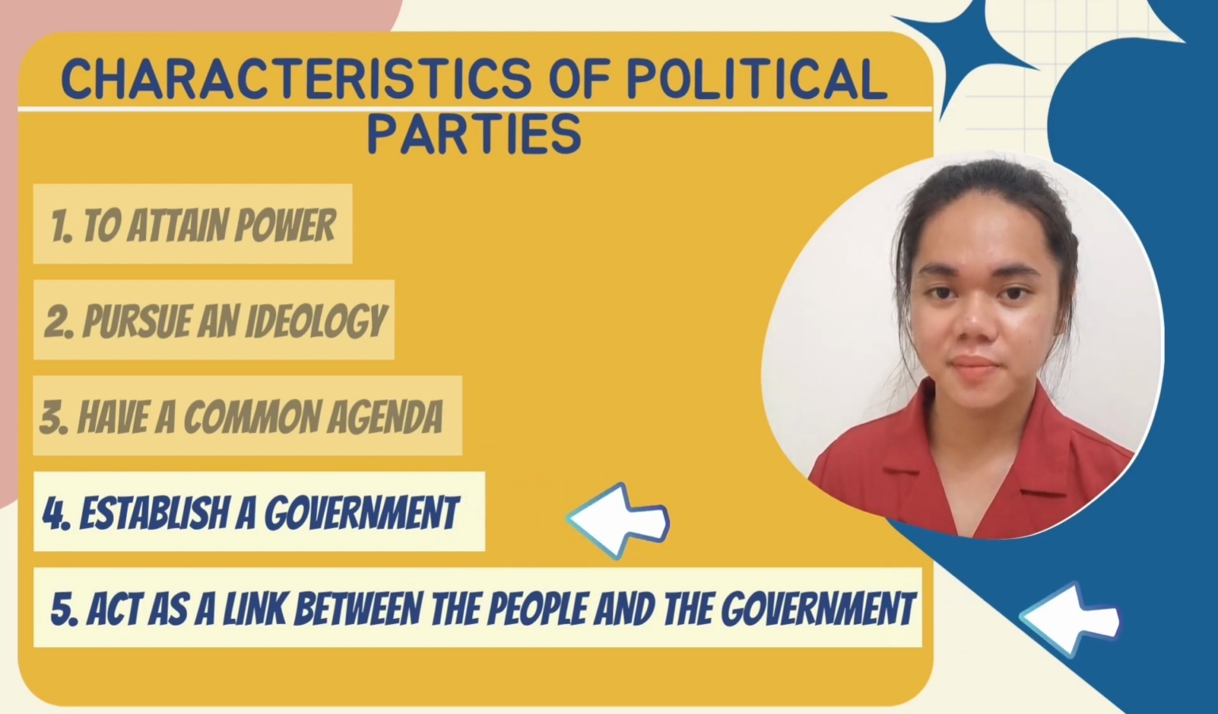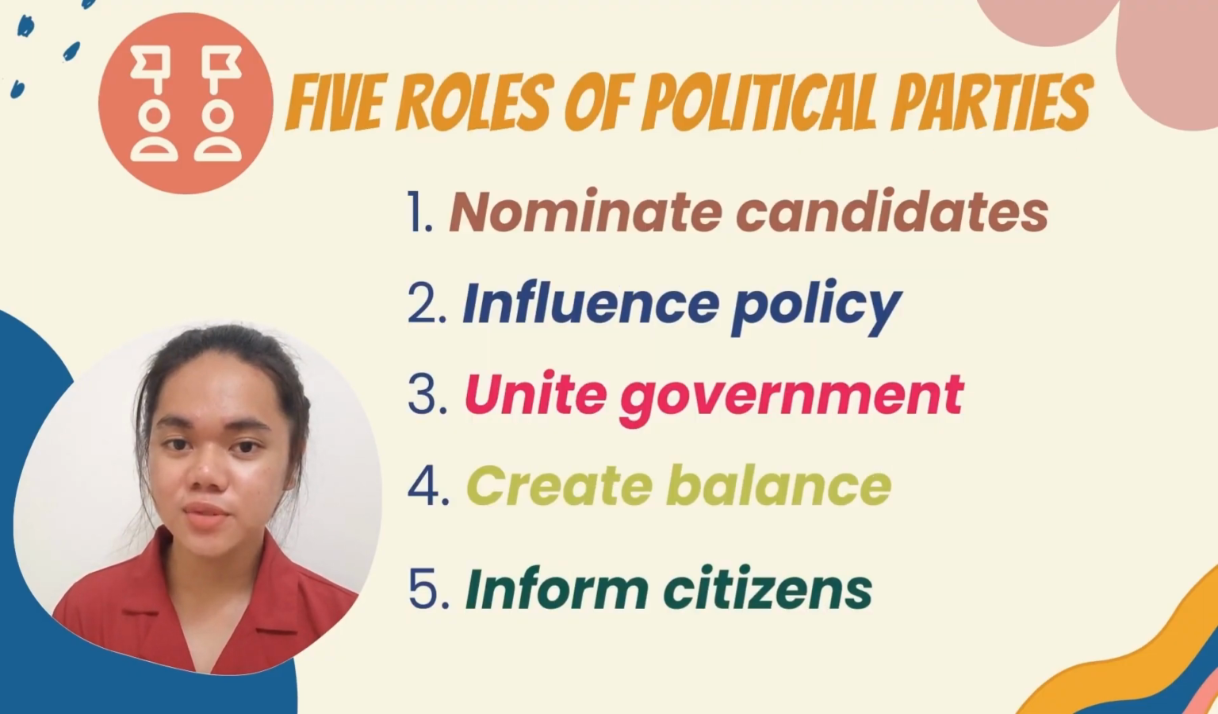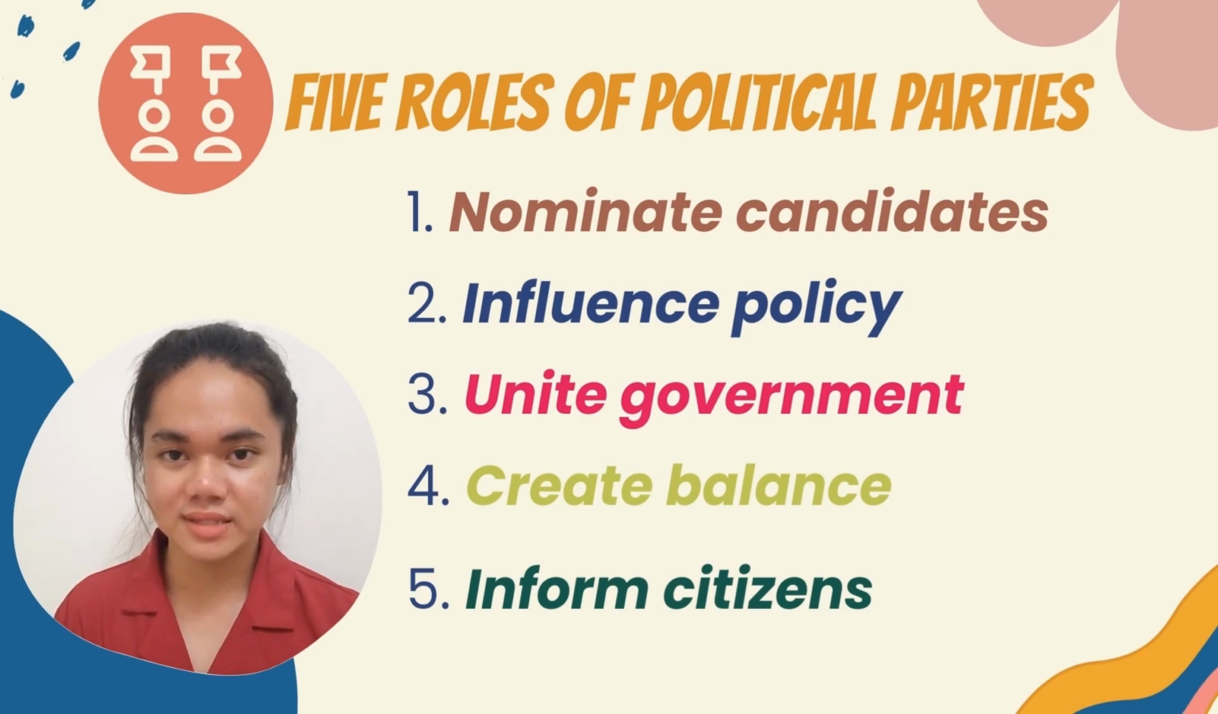is a must. So they should create a trustworthy government that people can rely on, and which furthermore contributes to efficiency in our economy, promotes goodwill, fair treatment and justice, less corruption, and more focused goals on attaining development. With that being said, here are the 5 roles of political parties. First is to nominate candidates, influence policy, unite government, create balance, and lastly, to inform the citizens.